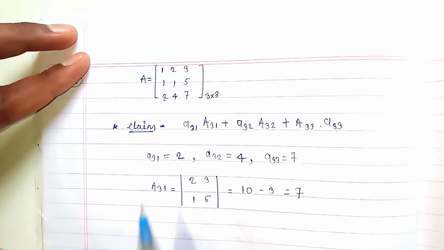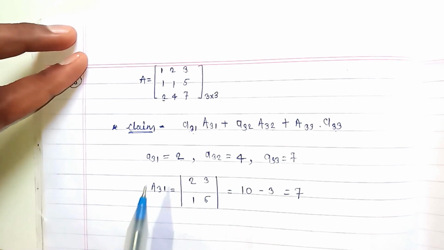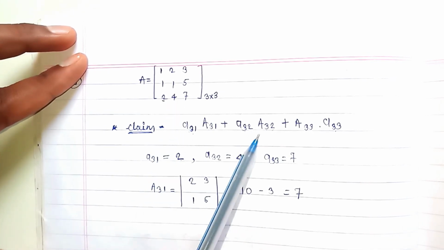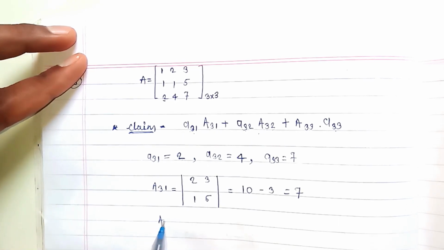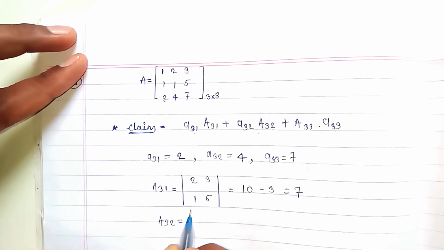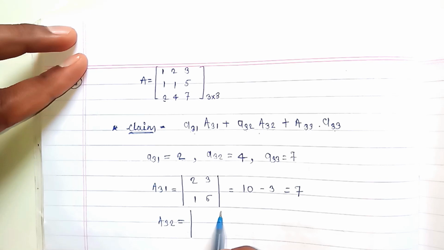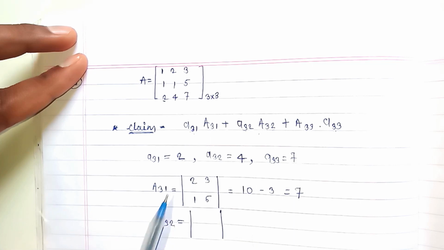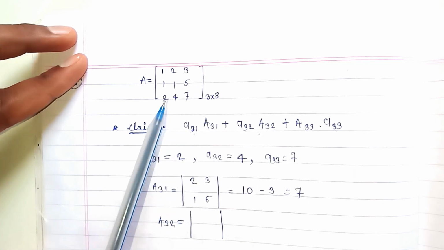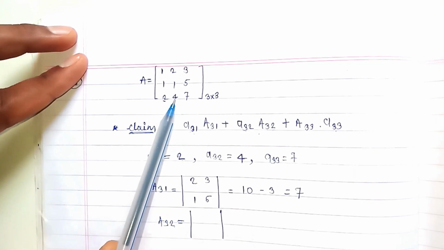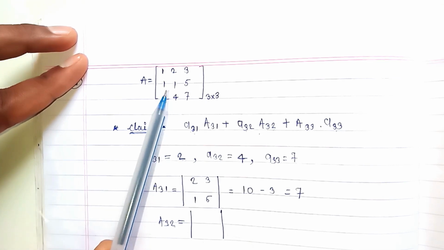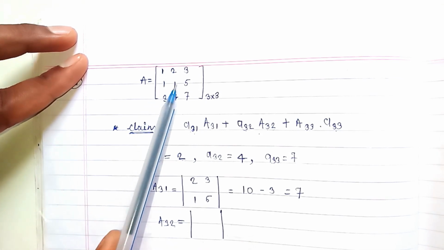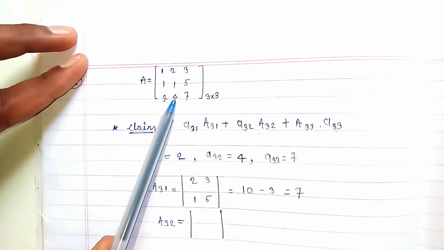Now the next challenging part is finding A32. Most of the students make a mistake here. So what is the mistake they actually make? A32 means the third row, second column. The corresponding element is 4 here. And with respect to 4, we get the 2 by 2 matrix, like 1, 2, and so on.